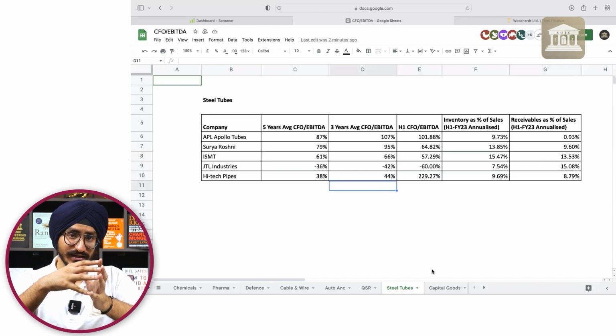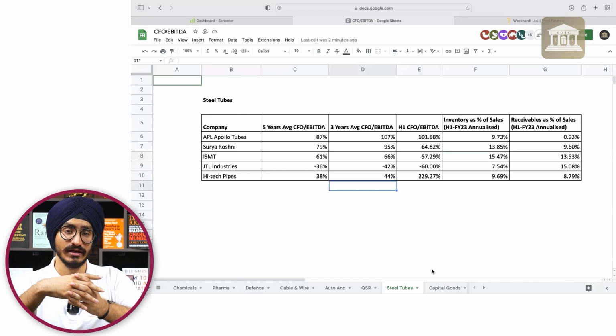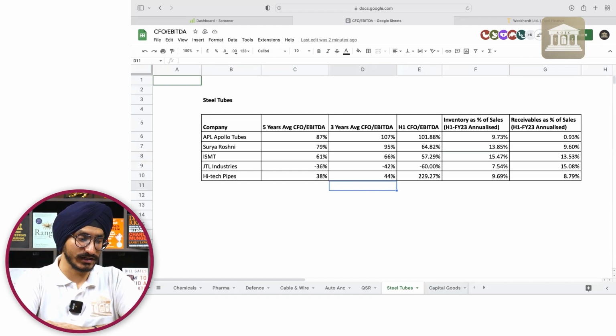Still, on an average, this sector has higher CFO to EBITDA conversion, because over here the market leader actually works on a cash and carry model. You bring the money and you take the goods. That is one of the reasons why.